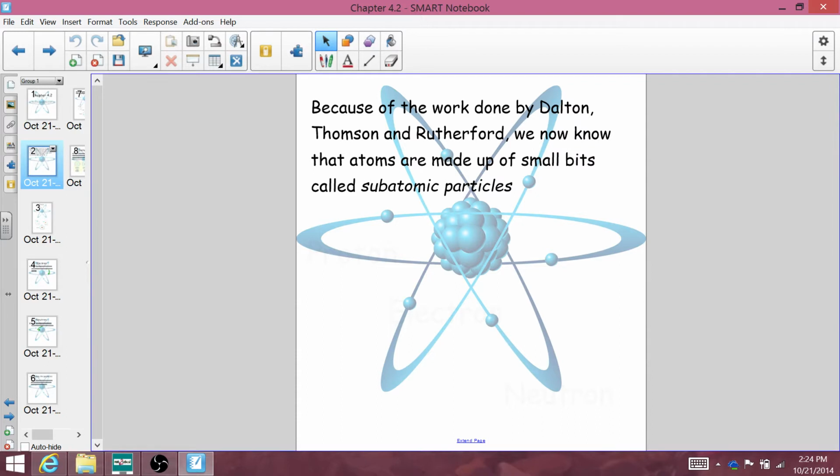Sub meaning within, or smaller. So, literally, subatomic particles means particles smaller than the atom. And there are three main subatomic particles: the proton, the electron, and the neutron. We now know that each of these three things is then in turn made up of smaller bits. There are things like neutrinos and taus and all kinds of crazy tiny quantum particles, but in this class we're just going to talk about the three main pieces that make up the atom: the proton, electron, and neutron.